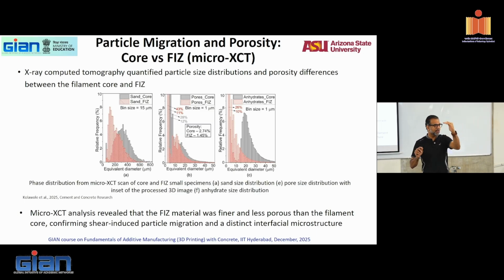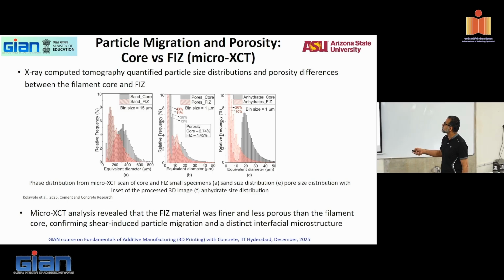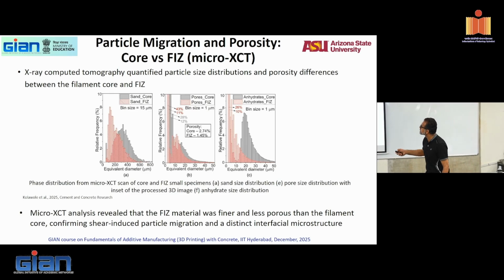Because there is shear at the wall, particles migrate away from the wall. You have a higher particle concentration, and that higher particle concentration is letting you have a plug flow go through in your pipe, right? That particle migration. So if you do X-ray computed tomography of a piece of concrete between these different layers, you can see a scan of the core and the interfacial zone of small specimens here. And here is a distribution of sand sizes.